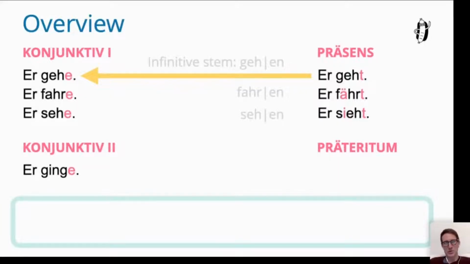Konjunktiv 2 looks a bit weirder. And you see gingen. If you had a couple of lessons, very likely not before A2 or B1, you must have come across the Präteritum. And pre, like prehistoric, means something that was before. So it's a past form that, ironically, you actually never really use.